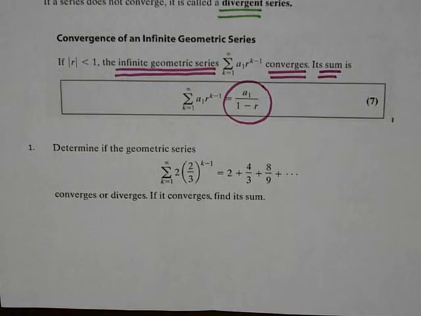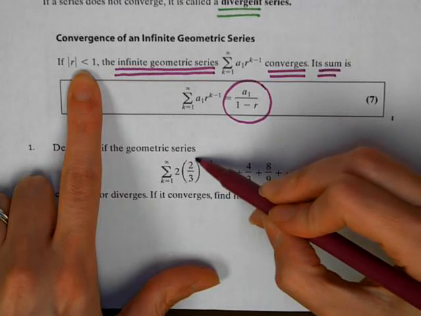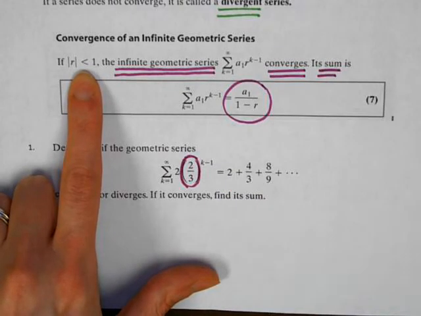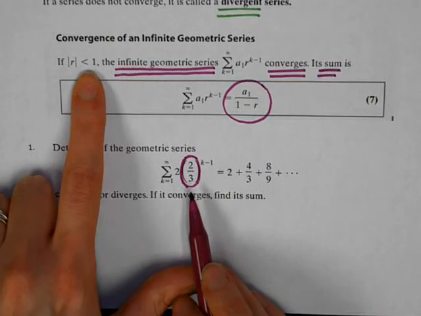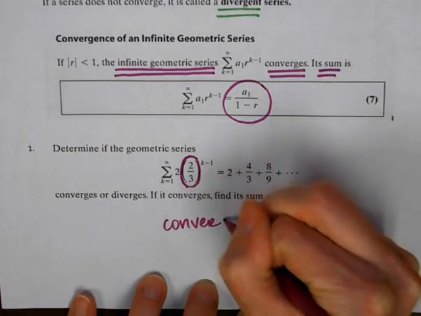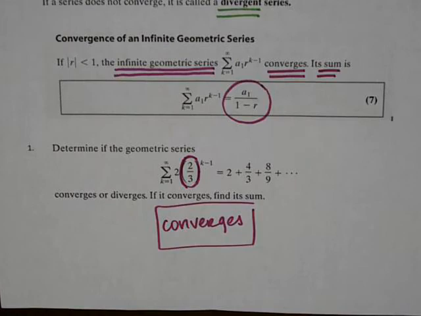Okay, so number 1, determine if the series converges or diverges, and then if it converges, find its sum. So again, really easy. Just look at r. R is going to be the base of the exponent here. 2/3 is less than 1, so it will converge. If the absolute value of r is less than 1, it will converge.